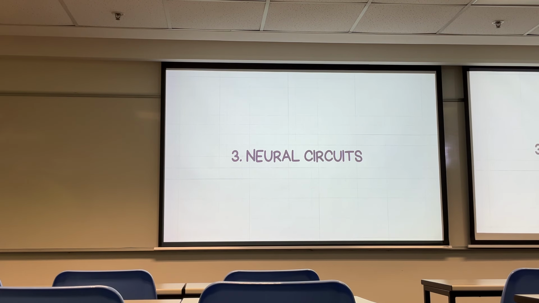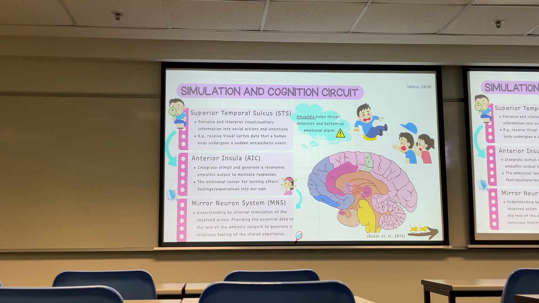Let's go to the neural circuit part. If you see a person fall down, what will happen in our brain? First of all, our temporal circuits will perceive and interpret the visual or auditory information into social intention. For example, when our visual cortex detects a human body undergoing a certain anticipated event. Meanwhile, the anterior insula will integrate the simulation and generate an interoceptive output to motivate the response.